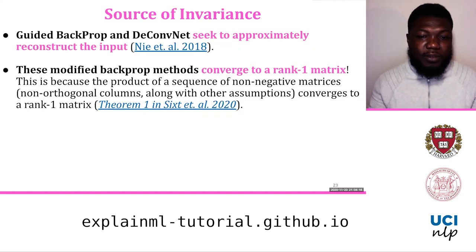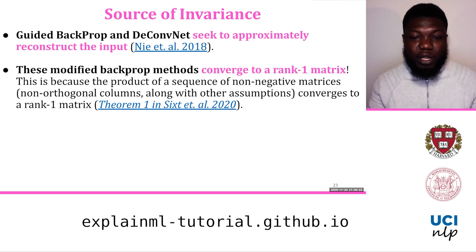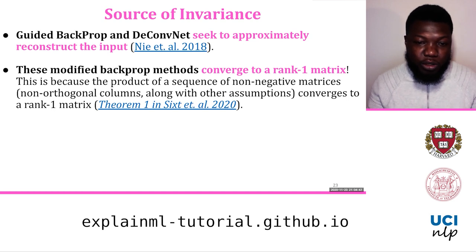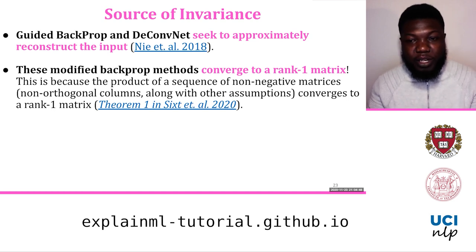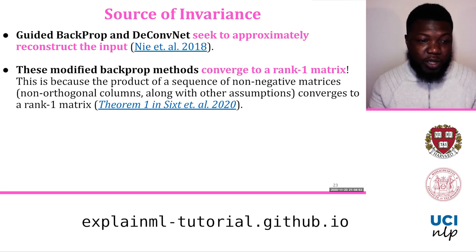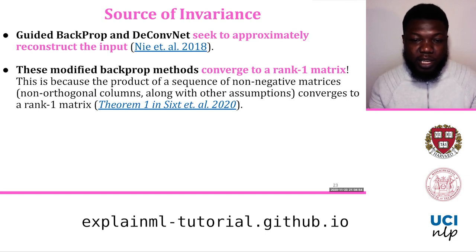The source of this invariance has also been studied in the literature. For the case of guided backprop and DeconvNet, a work from ICML in 2018 showed that both these methods are essentially reconstructing the input. More generally, for the modified backprop approaches, Sixt et al. in ICML of this year theoretically showed that these methods, which modify backpropagation to compute feature relevance while also performing positive aggregation along the way, converge to a rank one matrix, hence the invariance that we actually see in practice.